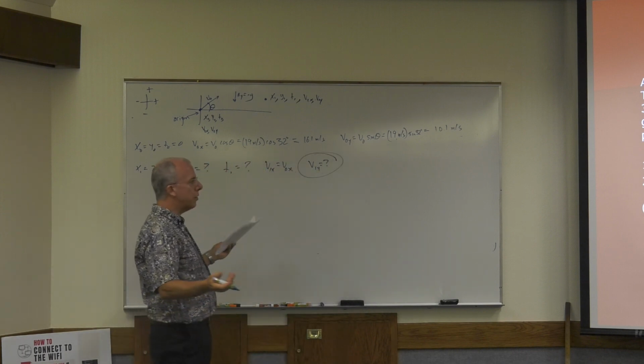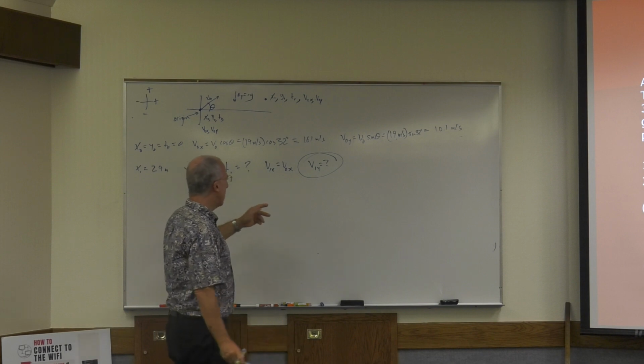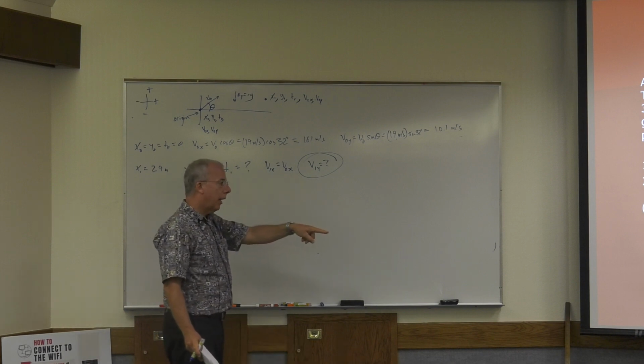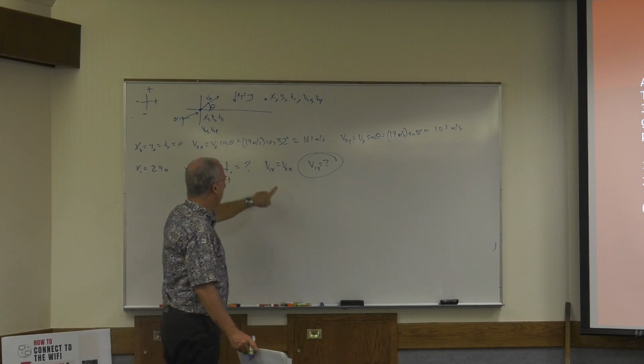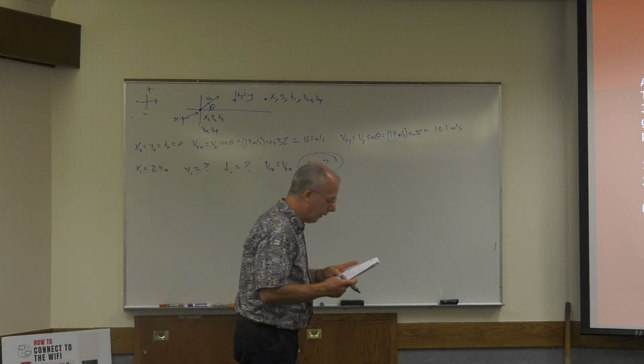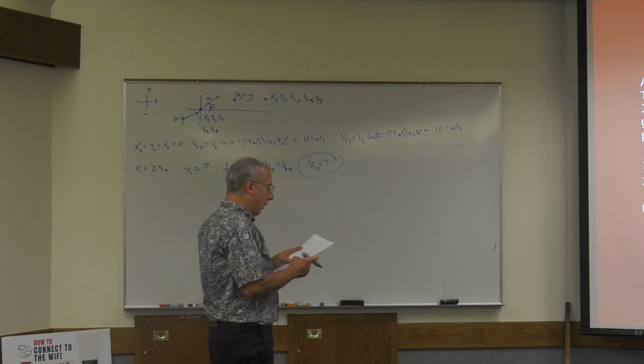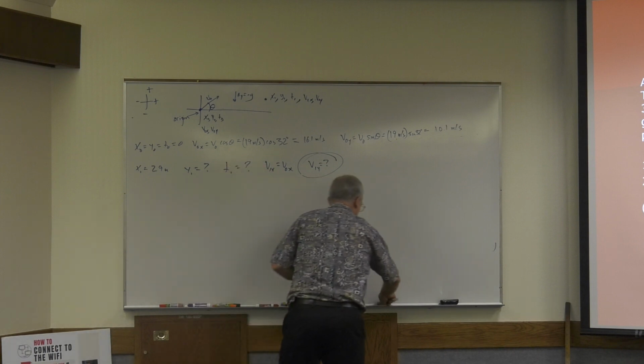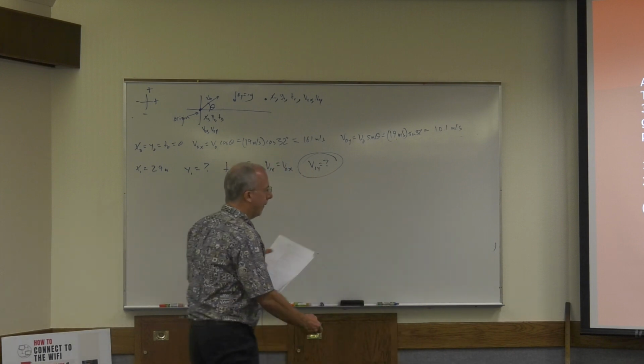Okay, so find the speed. The speed is going to be made of an x component and a y component. We know the x component, so we just need to find the y component. Then we'll just use the Pythagorean theorem. All right, now here's the cool part.